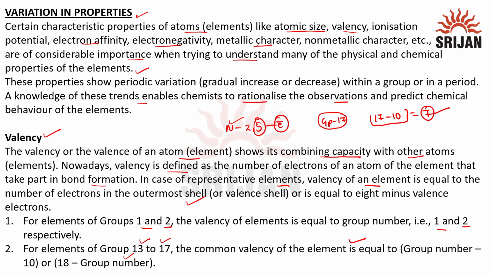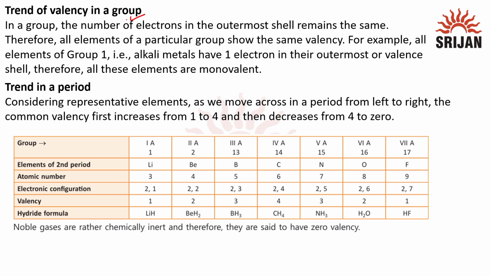Now moving ahead, trends of valency in a group. So in a group, the number of electrons in the outermost shell remains the same. Therefore, all the elements of a particular group show the same valency, right? For example, all the elements of group 1, that is alkali metals, have 1 electron, therefore its valency is 1.